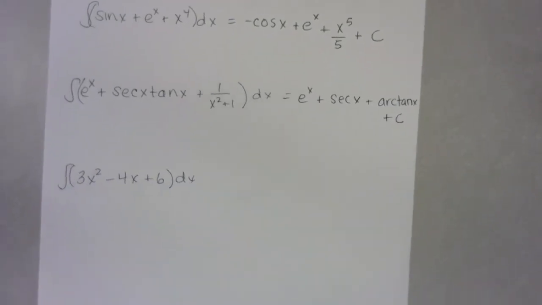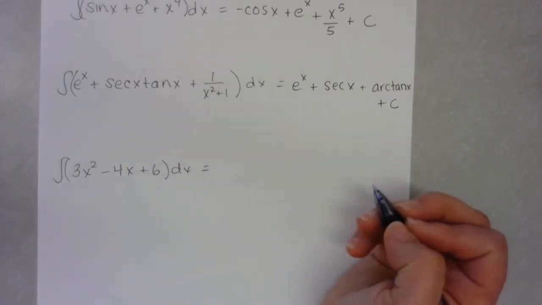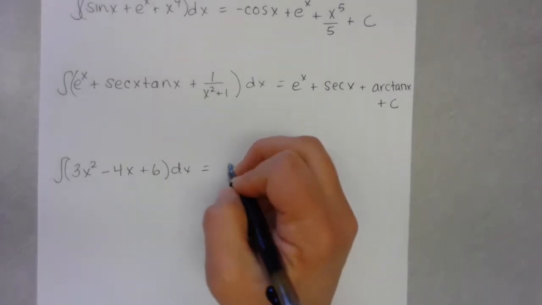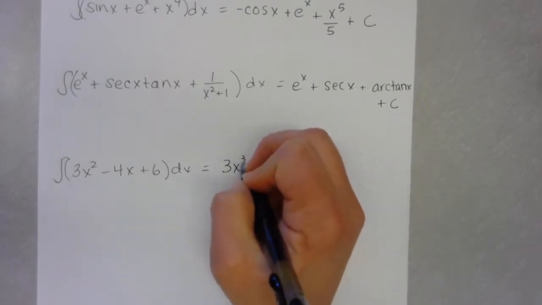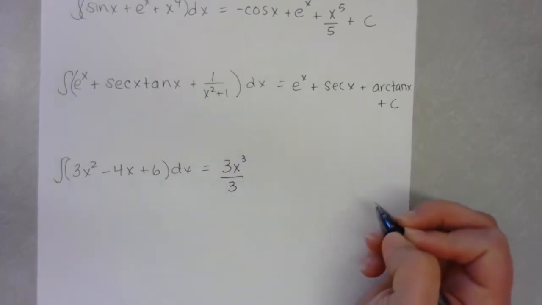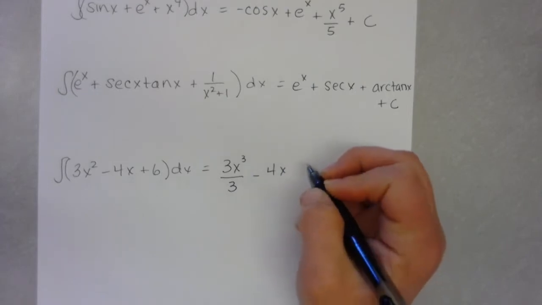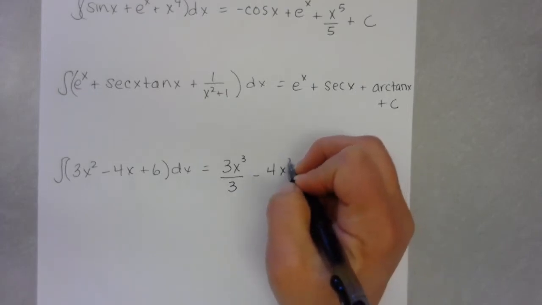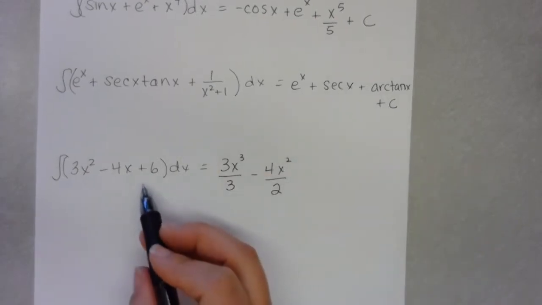All right, so one more. We just have a polynomial here, so it's all power rule in this case. So my antiderivative is 3x, I add 1 to the 2, I get 3 over the power. I always add 1 and divide by the new power. I have minus 4x, now I'm going to add 1 to the 1, which is 2, over 2. And then my plus 6.